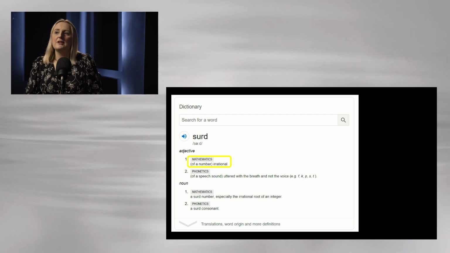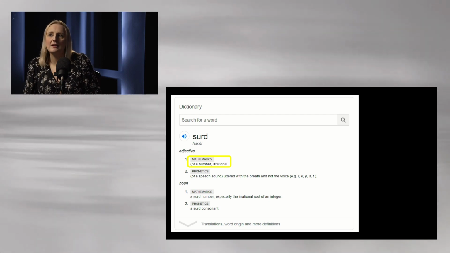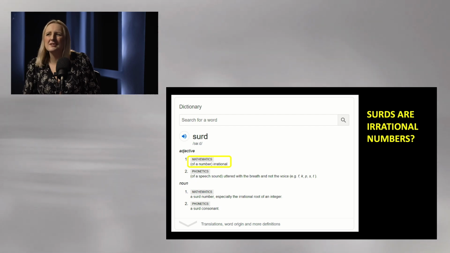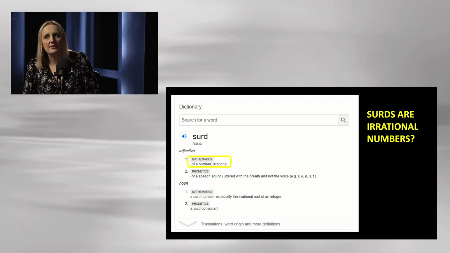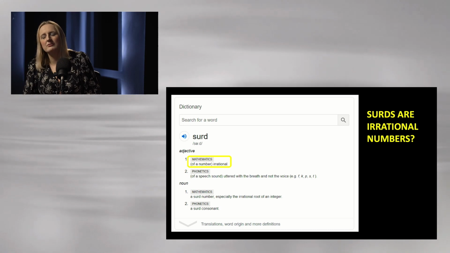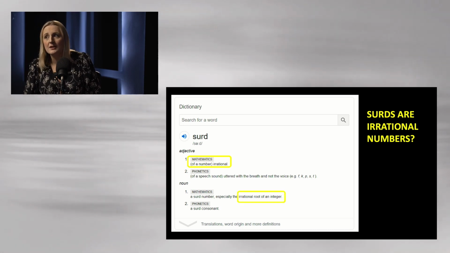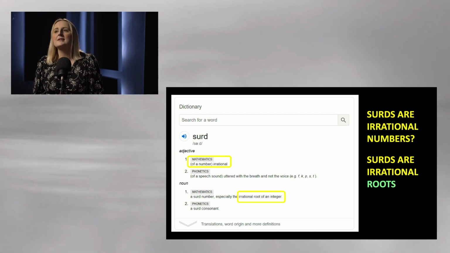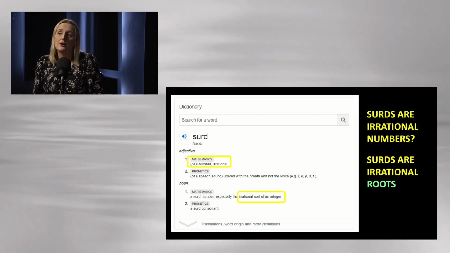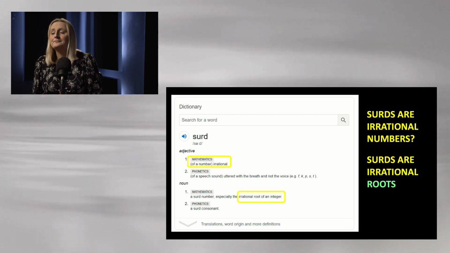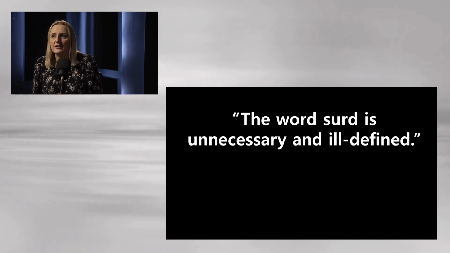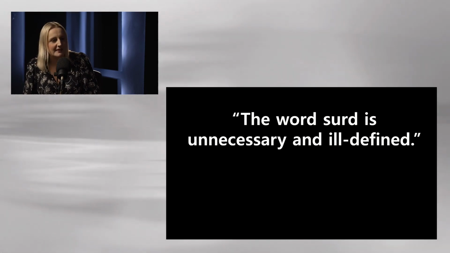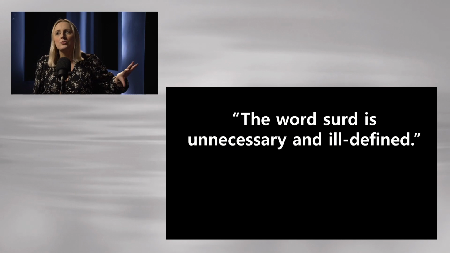Right, okay. But then if you look down the bottom where we have the noun, a surd number, especially the irrational root of an integer. Yes. But still, are surds irrational numbers? That's not how we use it now. That is kind of an outdated definition. It has evolved, and now when we talk about surds, we talk about irrational roots. Okay, so it's a slight change. Definitely in the history of the word surd, it just meant irrational. So now we talk about irrational roots. I love this quote: the word surd is unnecessary and ill-defined. And I'll show you why some people thought this was ill-defined.